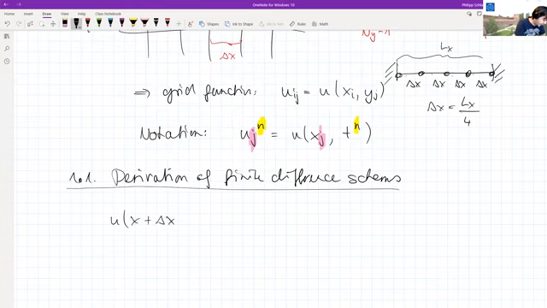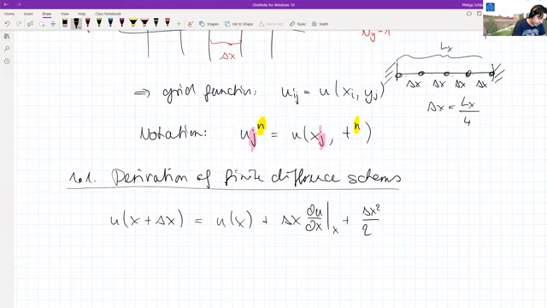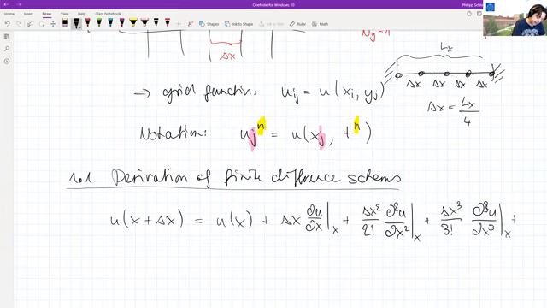And well, a Taylor expansion of u at x plus delta x based on u(x) is simply that u(x plus delta x) is u at x plus delta x times du/dx at position x, plus delta x squared divided by 2 factorial times d squared u/dx squared, again evaluated at x, plus delta x to the power of 3 divided by 3 factorial times d cubed u/dx cubed evaluated at x, and so on. So this is nothing else than Taylor expansion.